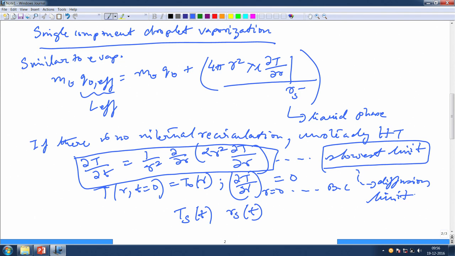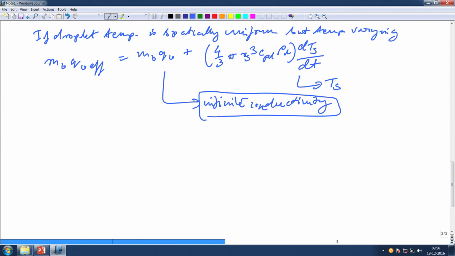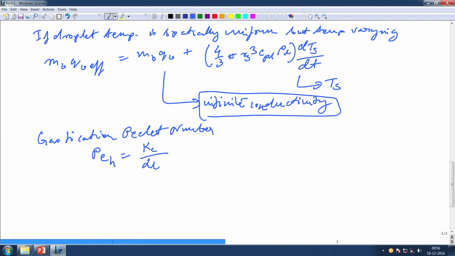So, like vaporization, you have to solve for all these equations. Okay. Now, we can define the gasification Peclet number. You already know the definition of Peclet number. So, this gasification Peclet number is given by the burning rate Kc divided by alpha L, or the liquid thermal diffusivity. Got it.